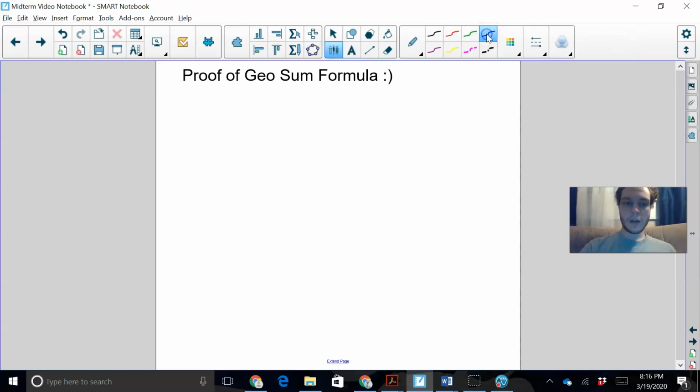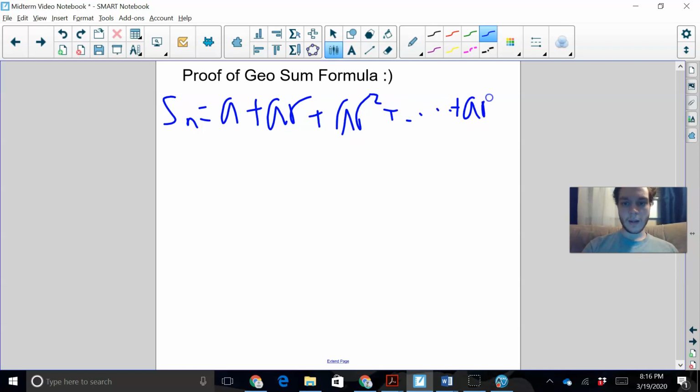Some sequence of n. That's going to equal a plus a times r plus a times r squared, all the way down to a times r to the n minus 1. Good. Now, take this whole thing and multiply by the ratio.